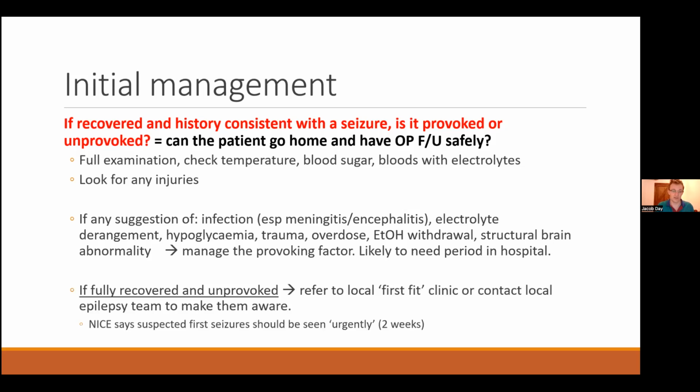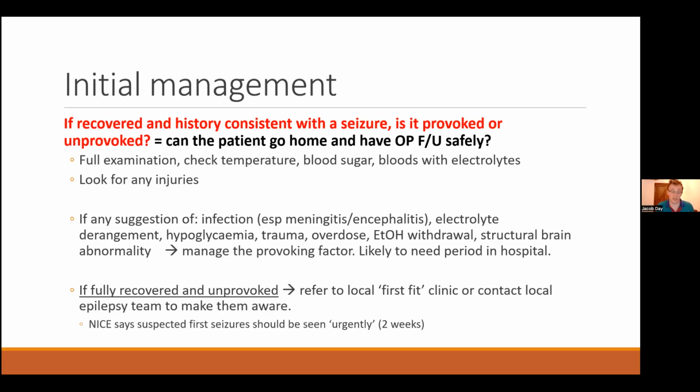If, however, there's nothing to suggest a cause of seizure and it's just something that's come on out of the blue and they're fully recovered, then that person doesn't need to stay in hospital, okay? But they do need some kind of follow-up. So if it's a first fit and they're not known to have epilepsy, then they need to be referred to the first fit clinic, and the process for that will depend on where you work. NICE guidelines say that suspected first seizures should be seen urgently, which they say should basically be within 2 weeks. So it's urgent, but it's not super urgent, okay?